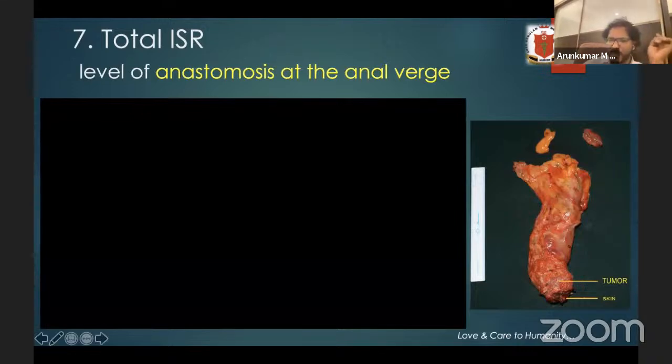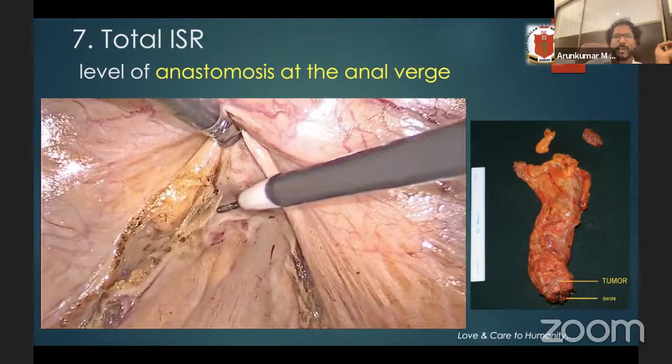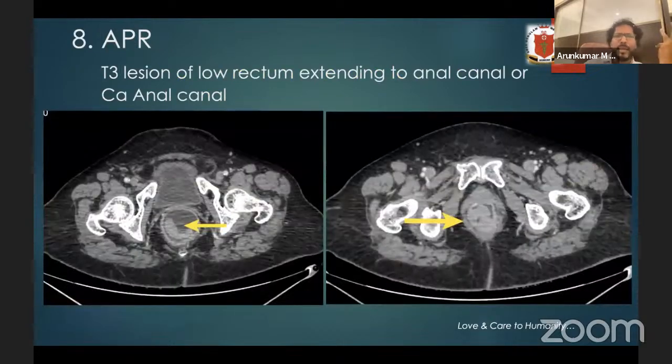Even from the specimen, we should be able to see the skin, practically the anoderm. So preoperative radiology, especially the sagittal section of MRI or contrast CT, intraoperative assessment, and study of the specimen as well. APR doesn't need much definition actually. It is for a large lesion, usually T3, extending into the anal canal, where we cannot save the external sphincter.